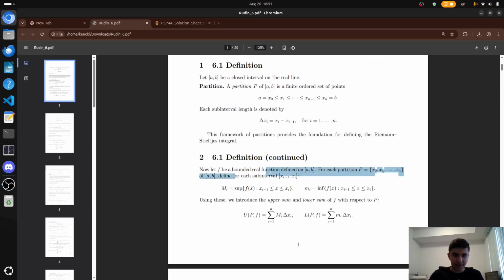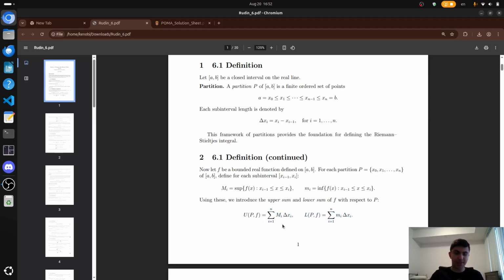Let f be a bounded real function defined on [a, b]. For each partition P, define Mi equal to the supremum of f(x) on this interval, and mi equal to the infimum of f(x) on this interval. So between each division, you're taking the supremum and the infimum of the function, basically showing the highest and the lowest values. With that, we can define the upper sum and the lower sum of f, like this.